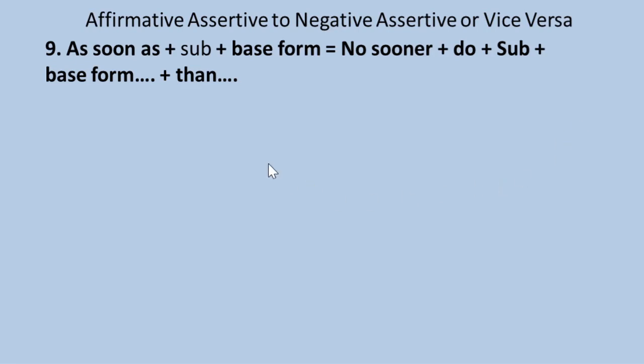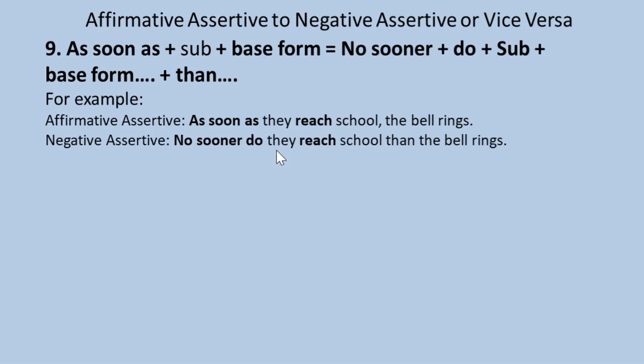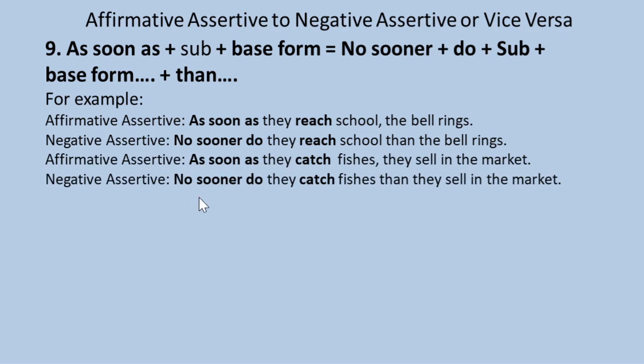Rule number 9: as soon as subject base form, no sooner do subject base form. For example, affirmative assertive: as soon as they reach school the bell rings. Negative assertive: no sooner do they reach school then the bell rings. Affirmative assertive: as soon as they catch fishes they sell in the market. Negative assertive: no sooner do they catch fishes then they sell in the market.